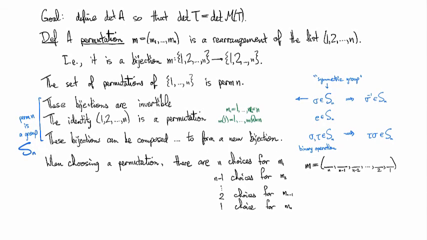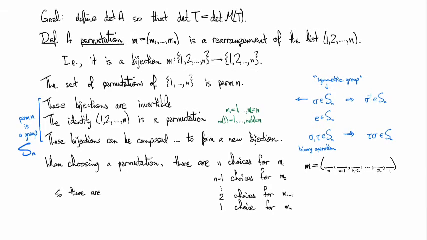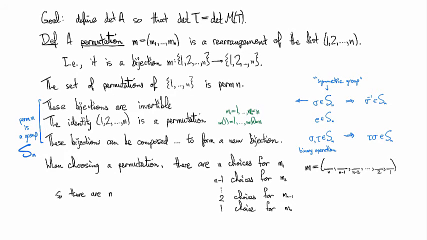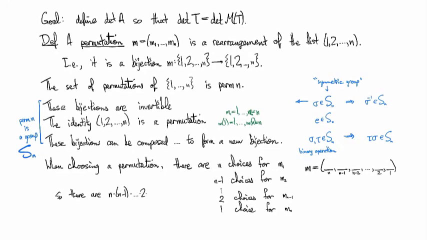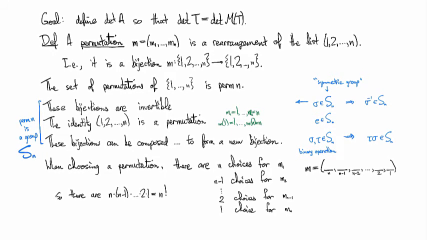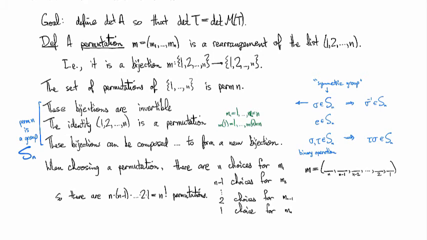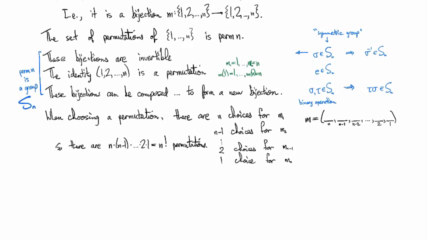And so altogether, how many elements do we have in the set of permutations? There's going to be n times n minus 1 times and so on. So n factorial permutations. So that's n factorial total possibilities.